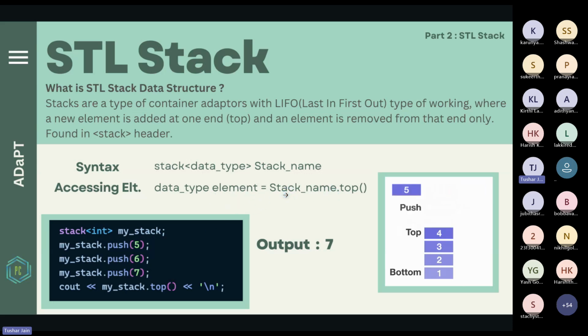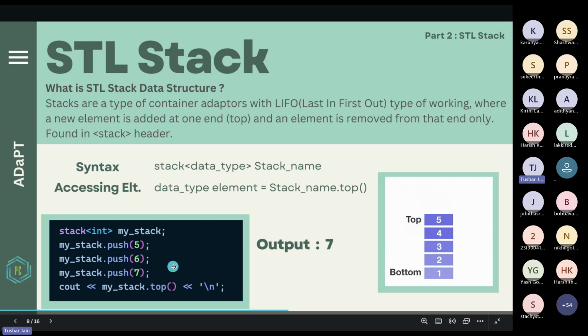Now here the only element we can access is the top element. We cannot access any other element. So the way to access the top element is stack name dot top. Here you can see that I have inserted 5, then 6, and then 7, and then using the dot top function I can access 7, so the output will be 7 in this case.